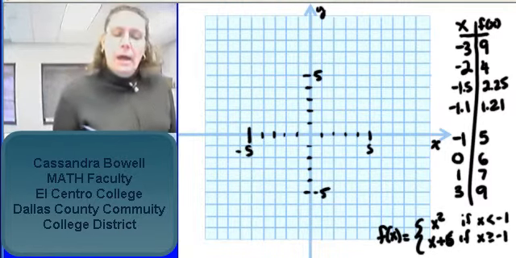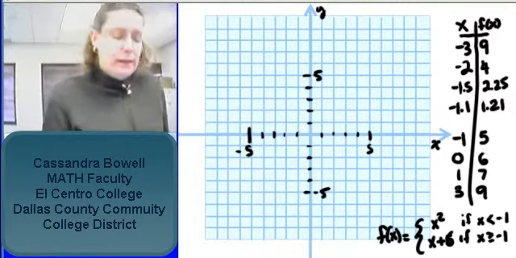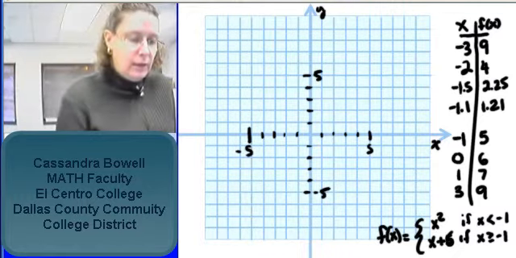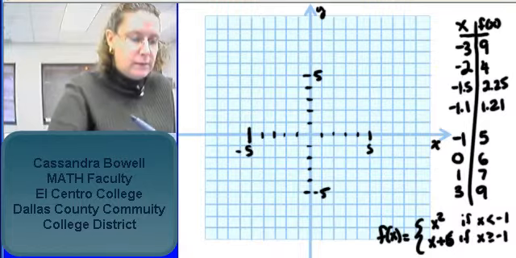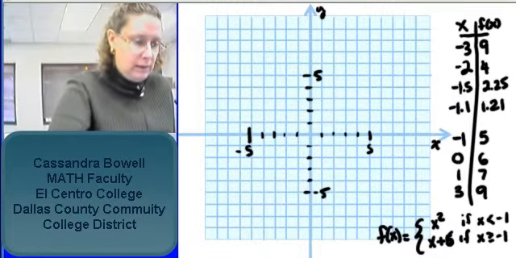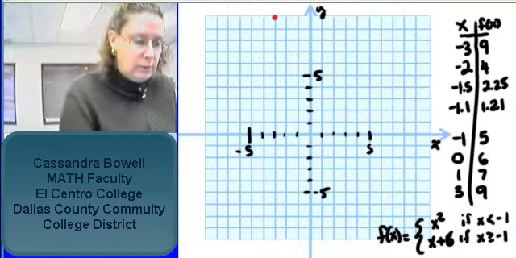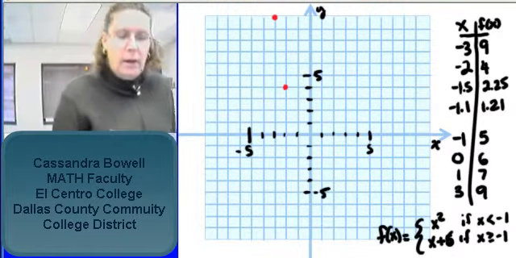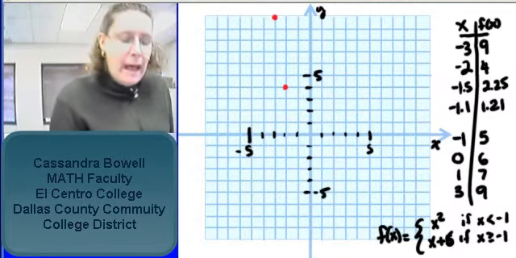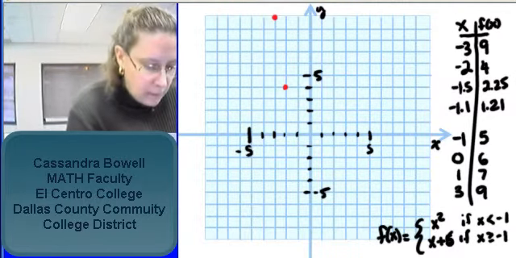Okay. We want to plot the point -3, 9. And it's just barely going to fit. 5, 6, 7, 8, 9. So right here. -3, 9. There's my first point. -2, 4. Right here. -1.5, 2 1/4. So when I'm over -1.5, I'm up 2 1/4 right there.